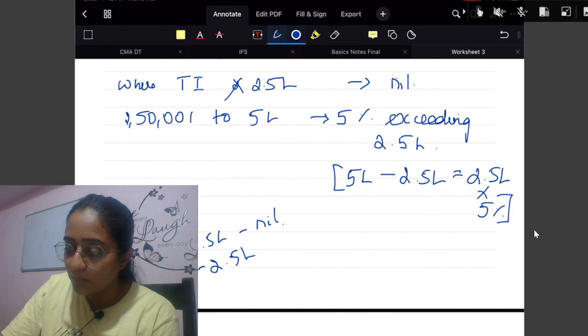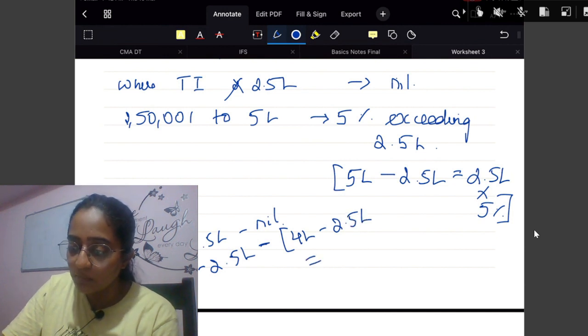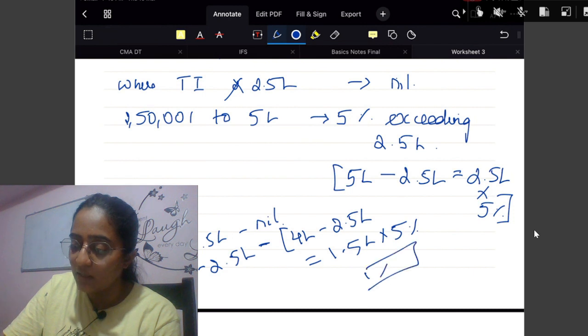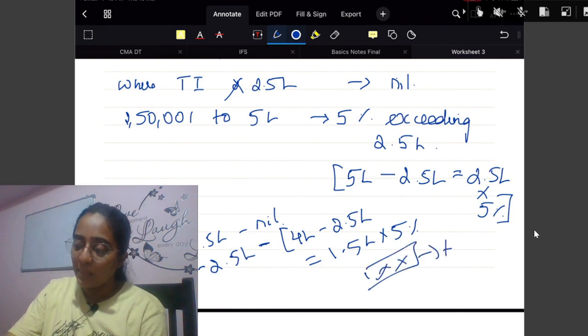What is the amount? You are going to charge 5%. That is 4 lakh minus 2.5 lakh. How much is it going to be? It is going to be 1.5 lakh. On this one, you are going to charge 5%. Whatever the answer which you get, this answer will be your tax payable.